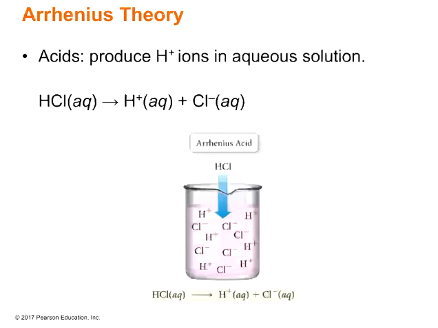So we said that according to this theory or this definition, acids produce hydrogen ions in aqueous solution. So a great example is hydrochloric acid. And we've seen previously that hydrochloric acid is an electrolyte and it dissociates 100% or near 100% in water. So we have our hydrogen ions and then we have our chloride ions at the end. So nice and simple, acids produce hydrogen ions.